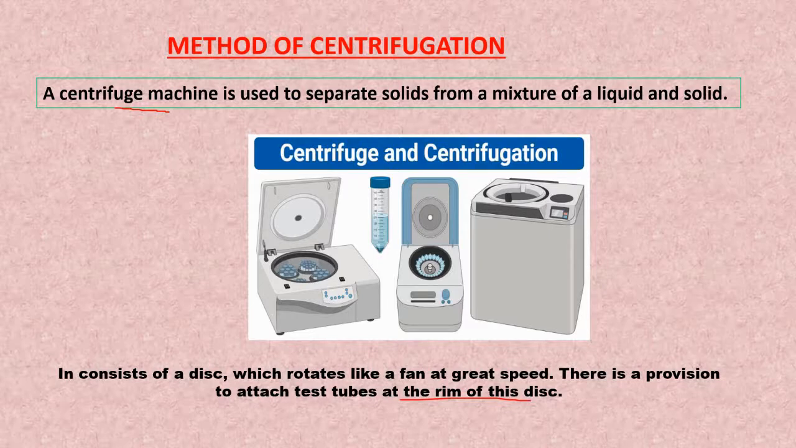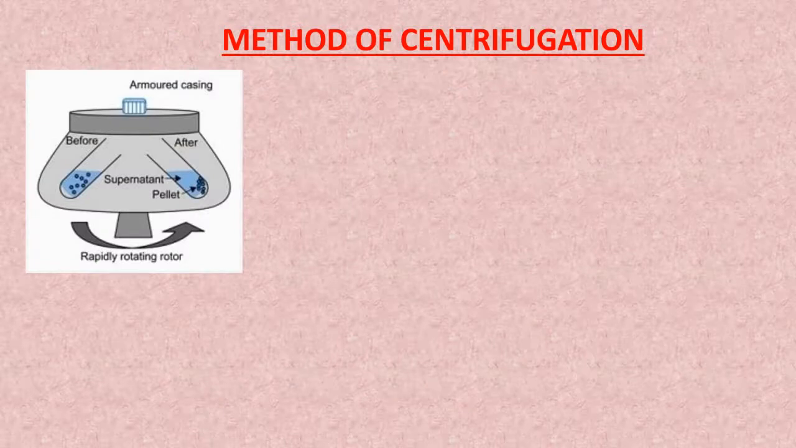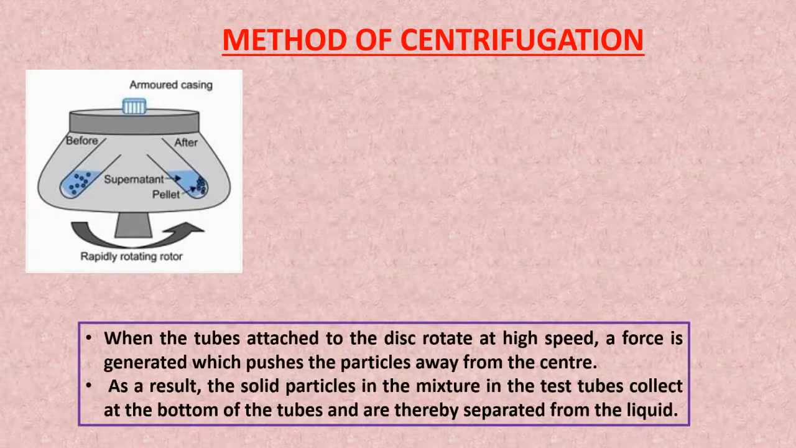So at the outer edge of this disc, test tubes can be attached, and this disc rotates at a very high speed. So this is the centrifuge machine which is used to separate solids from a mixture of a liquid and a solid. So let us understand the procedure and observation of this method. This is the test tube over here. This is the centrifuge machine, and inside this machine there is a circular disc and these test tubes are attached.